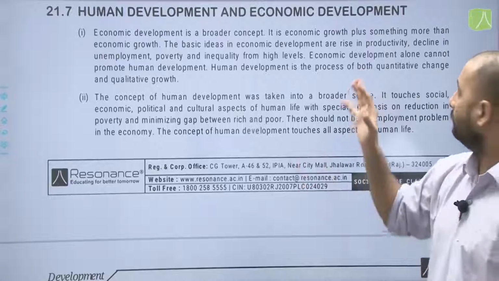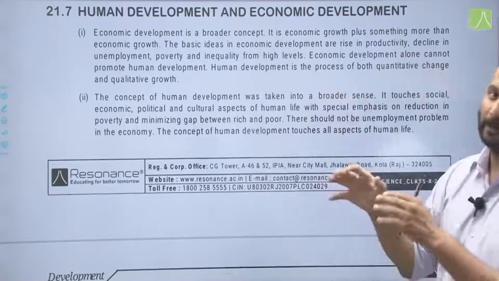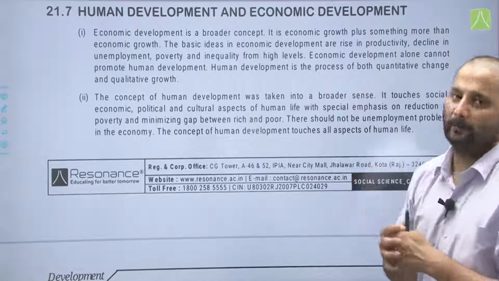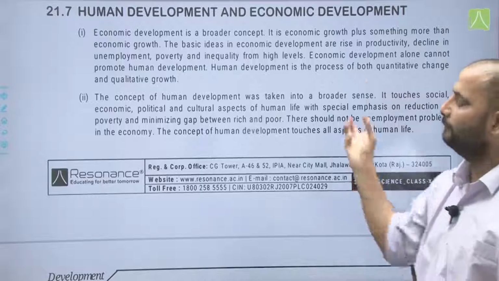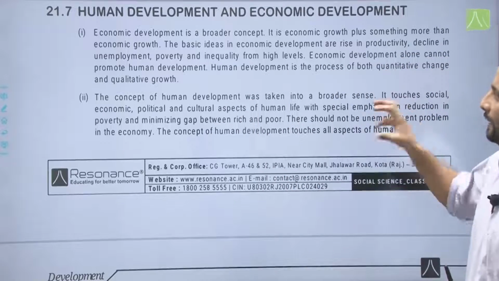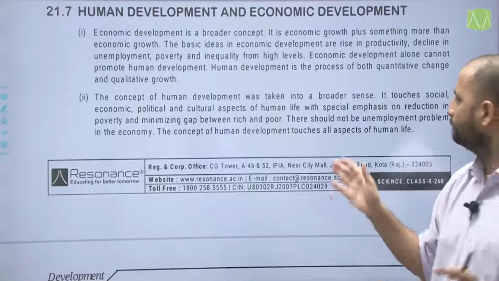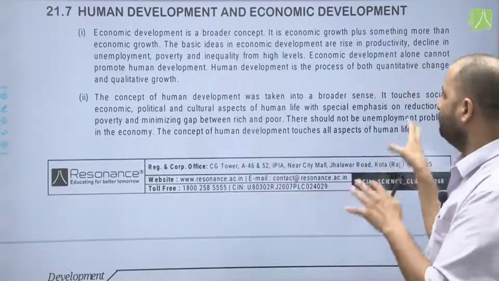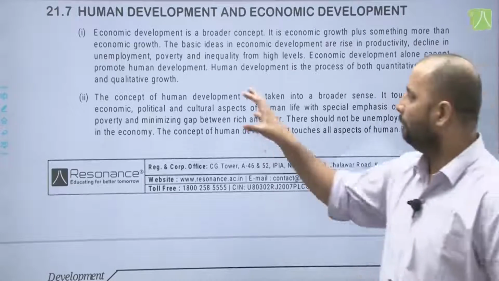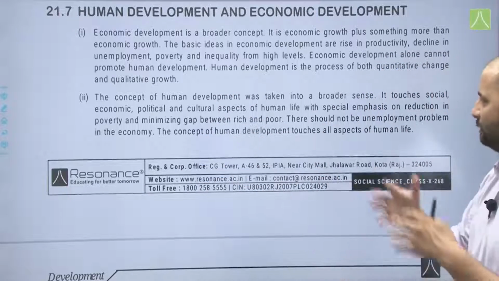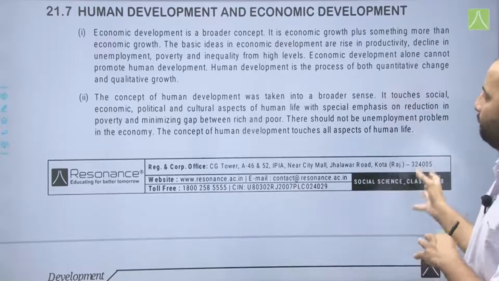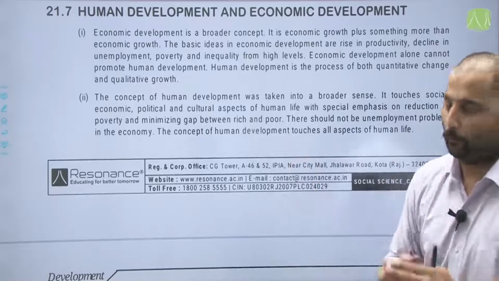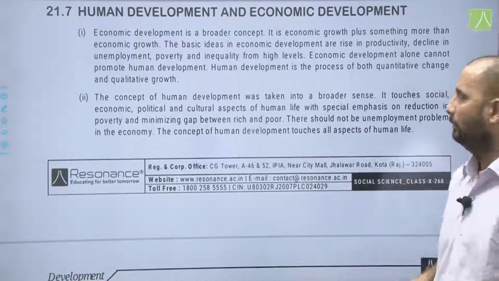Economic development alone cannot promote human development. So, it is a part, but it cannot alone be a promoter of human development. Human development again is the process of both quantitative as well as qualitative growth. The concept of human development was taken in a broader sense. It touches social, economic, political and cultural aspects of human life, with special emphasis on reduction of poverty and minimizing the gap between the rich and the poor, the disparity levels. There should not be an unemployment problem in the economy. The concept of human development touches all aspects of human life.